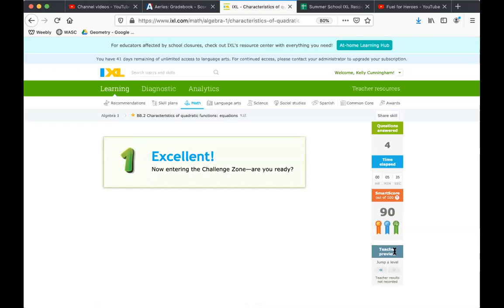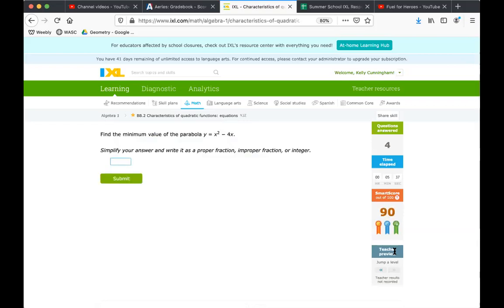Challenge zone. Find the minimum value. Well, that seems easy. All right, well, let's go for it. Minimum value is the y value of the vertex. So first I have to find the x value. So x is negative b, so that's a negative 4, over 2 times a, so that's just a 2. So this would be 4/2. So that would be a 2. Okay, so that's my x value. I'll take it. It's not a fraction.